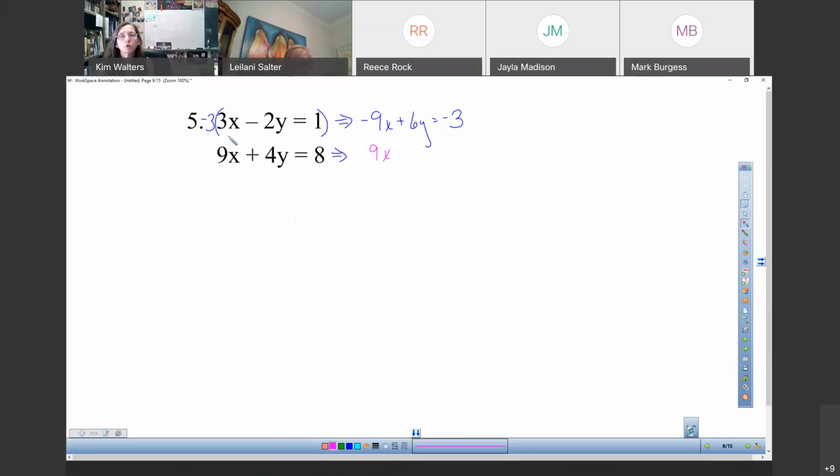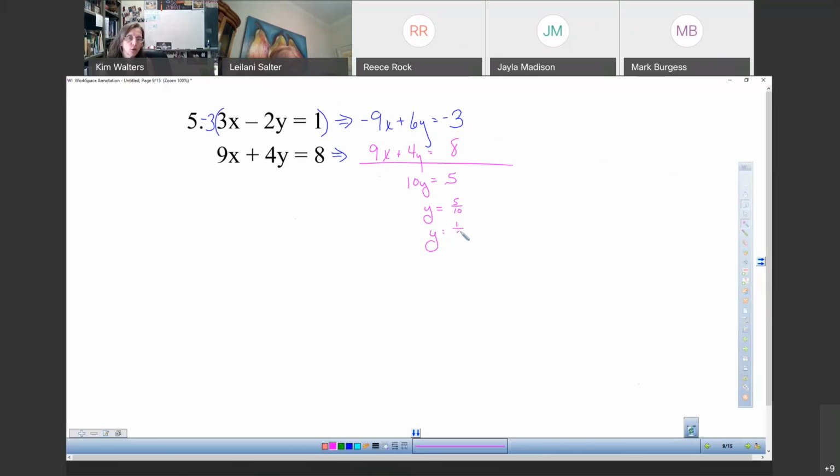So if you multiply this first equation by -3, then that's going to give us that -9x, and that's really what we want to have. So -9x, plus 6y, and a -3. And so if we take this second equation, just like it is, and now we add it together. So I eliminate my x's, I get 10y is equal to 5, okay? And now I divide both sides by 10. And that's going to give me 5 over 10, which is the same thing as 1/2.